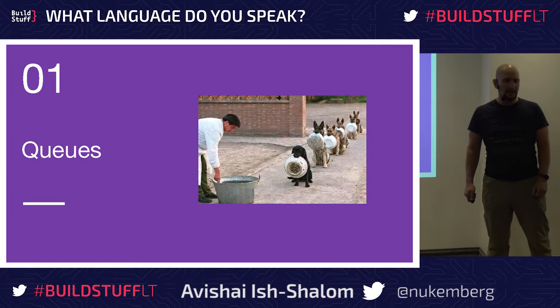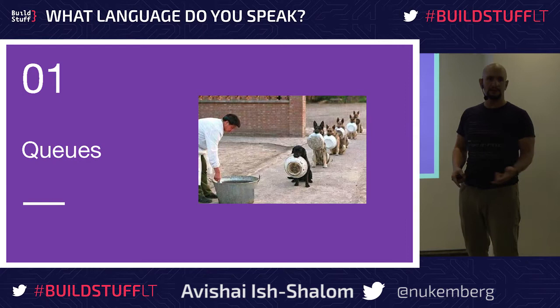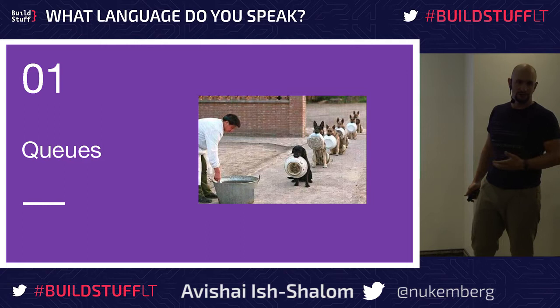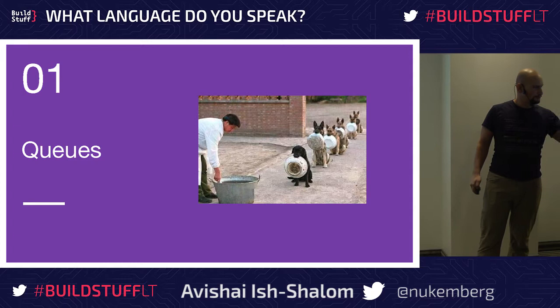We use it to model waiting lines in the supermarket. We use it in amusement parks, theme parks, that kind of stuff. And of course, in computer systems. So what is a queue? And first of all, where do we have queues?